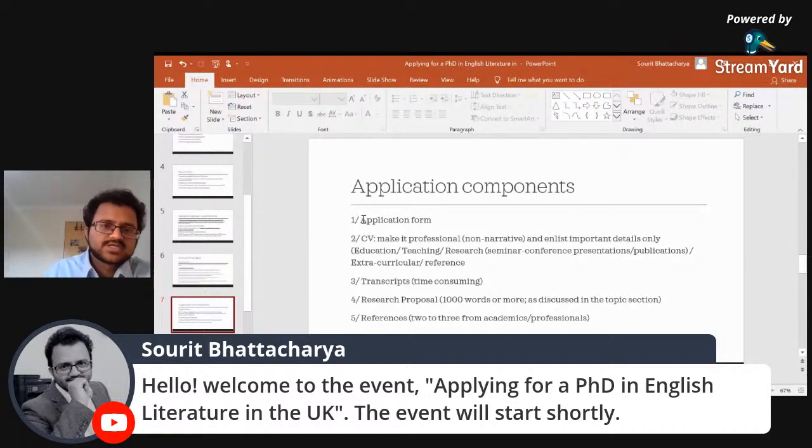So this is the application form. Then there are things that you have to upload, and you have to remember these components. CV: I'll suggest make it professional, as much non-narrative as possible. Don't write descriptively in your CV what you have done. Just make sure that you have the points and as clean as possible.